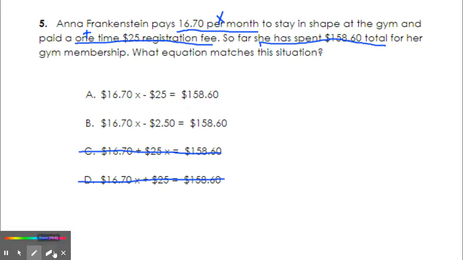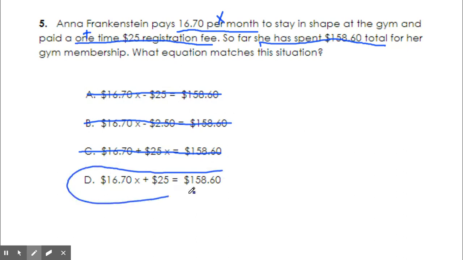So the one that's showing that you're adding the $25 fee. I crossed out one I shouldn't have crossed out. Let me erase that. This one, because this one has the $25 fee. So if I'm adding a $25 fee, this one doesn't count. This one doesn't count. This one does.